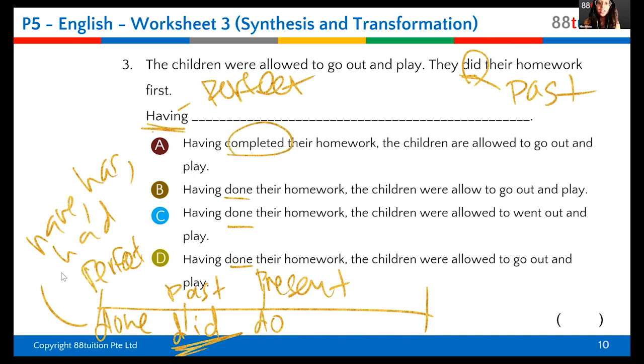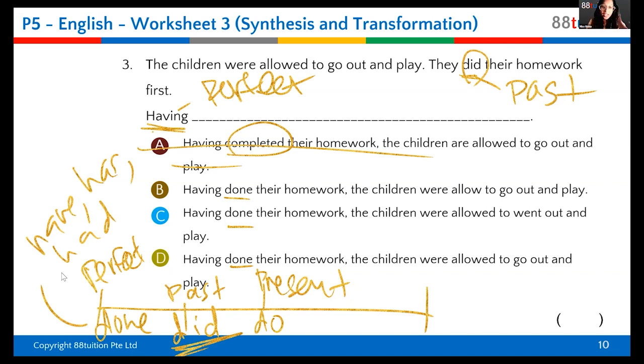This is just past tense, okay? "Completed" is a past tense, and it also is a past participle, but there is no "completed" in the answer, right? You're adding a new word, so you don't want to do that. So that's why A is already out, because there's no "completed" in the sentence itself. So you're left with B, C, or D. So it's "having done" something.